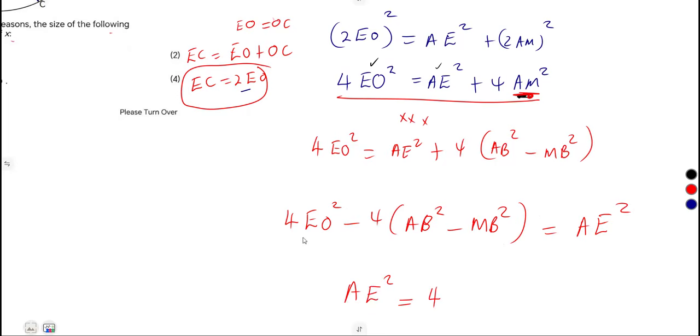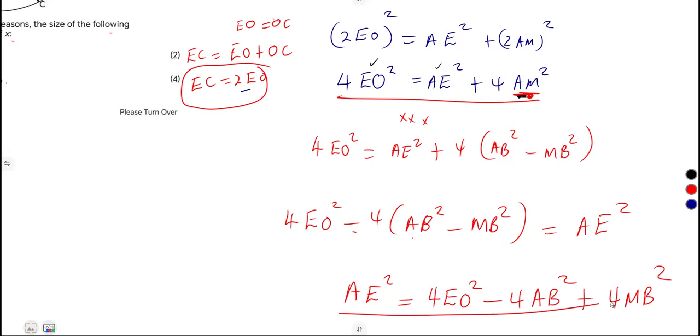Anyways, let us simplify the left-hand side. 4EO all squared expanded by the bracket: negative times positive, that's a negative 4AB squared, negative times negative, that's a positive 4MB squared. Yes, they tried by all means to play around with you.